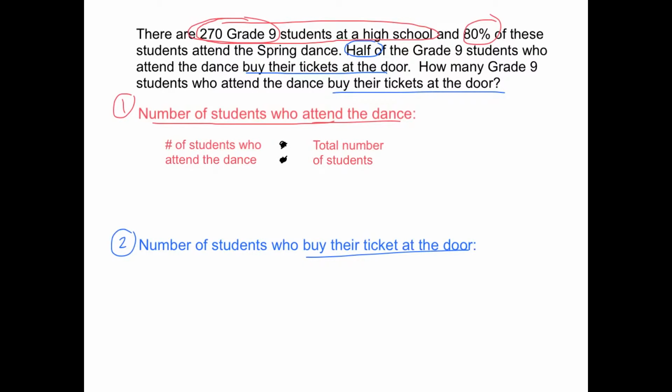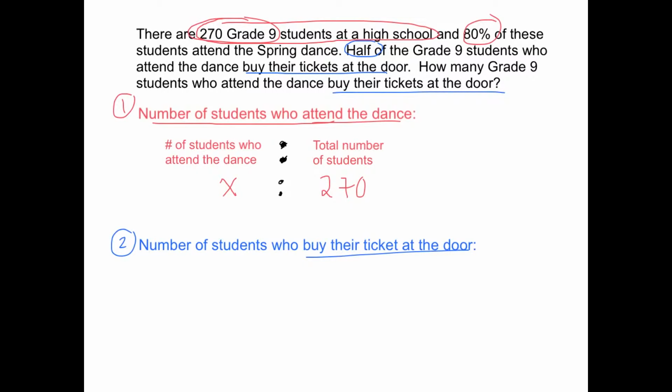So, let's fill in the missing numbers. How many students attended the dance? We don't know that information, do we? So let's give this unknown information a variable. Let x represent the number of students who attend the dance. Do you know the total number of grade 9 students at the school? Right, 270.